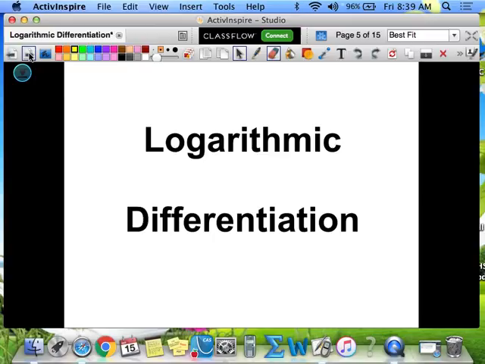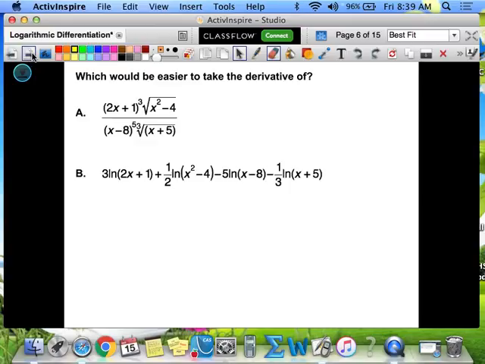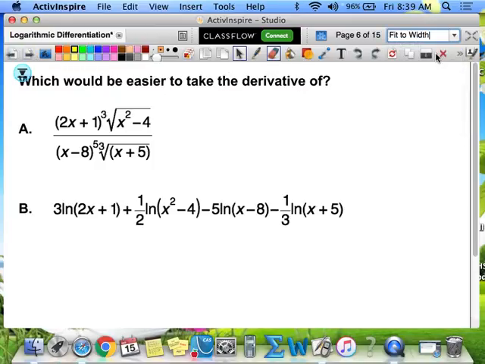Okay, we ready? Which one of these two things do you think would be easier to take the derivative of? You're going to go with B because it's uglier. Yeah, it's like a trick question. If I was taking the derivative of A, we'd have a quotient rule, 2 product rules, and 4 chain rules. So let's go with B.